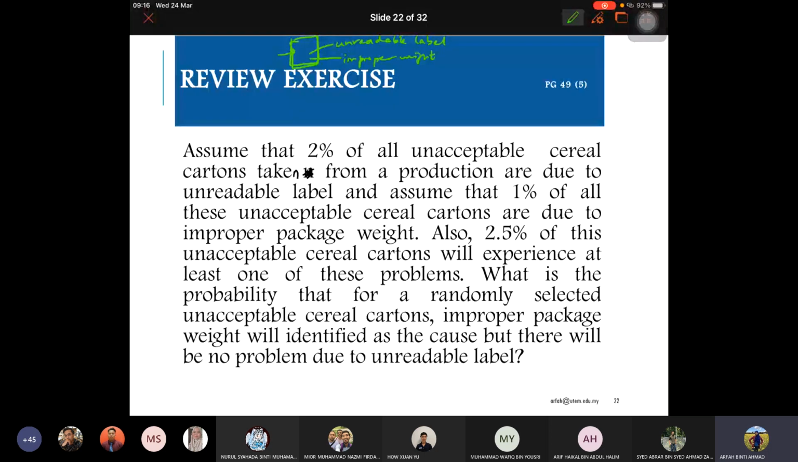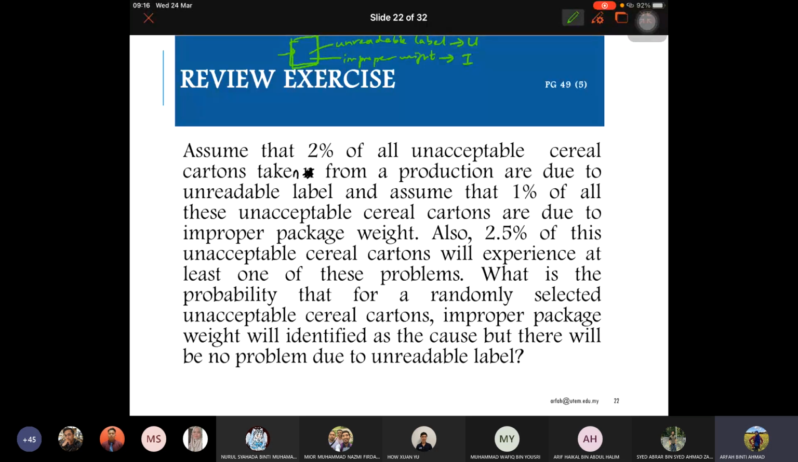So satu company Nestle lah contohnya, Coco Crunch tu semua Nestle yang produce. So dia produce cereal. Tapi bila dia tengok satu kartun ni, semua kat dalam kotak dia tu tak boleh diterima. Serial is not acceptable. Sebab ada dua masalah. Unreadable label and also improper package weight. So, katakan unreadable label ni saya denote sebagai peristiwa U and improper package sebagai I. So, dua event yang kita berminat, unreadable label atau improper package weight.